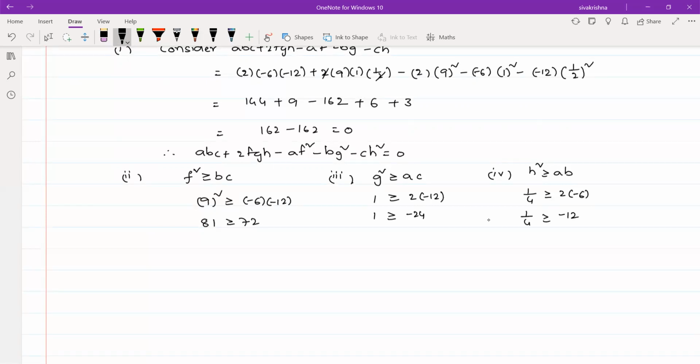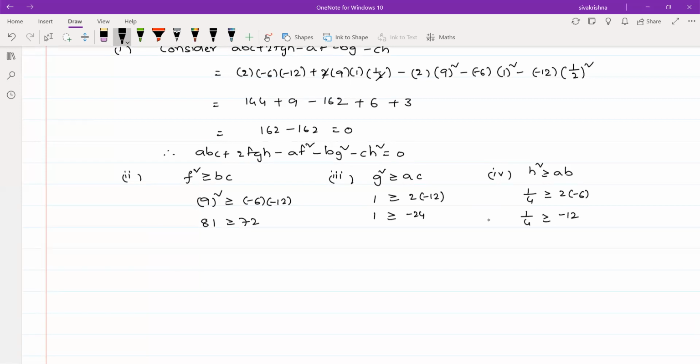Yes, clearly 1 by 4 is a positive value, whereas minus 12 is a negative value. So a positive value is always greater than a negative value. In this inequality, we have to satisfy any one of the conditions, either greater than or equal to. Here I am satisfying greater than, but I am writing greater than or equal to, no problem at all. Since every positive number is greater than a negative number, the fourth condition also holds. So I have verified all the conditions to say the given equation represents a pair of lines.